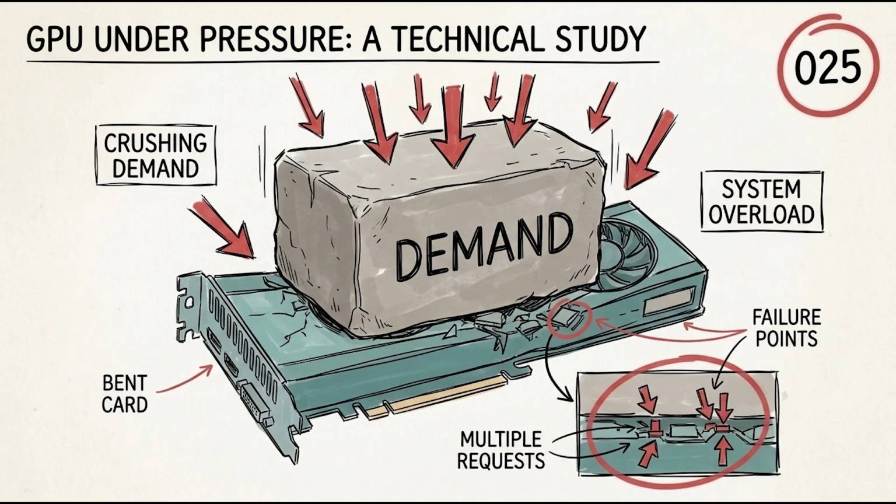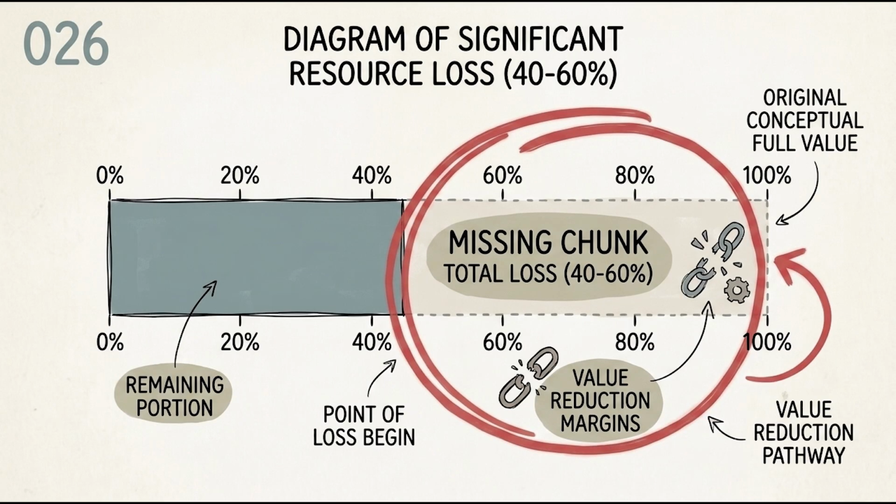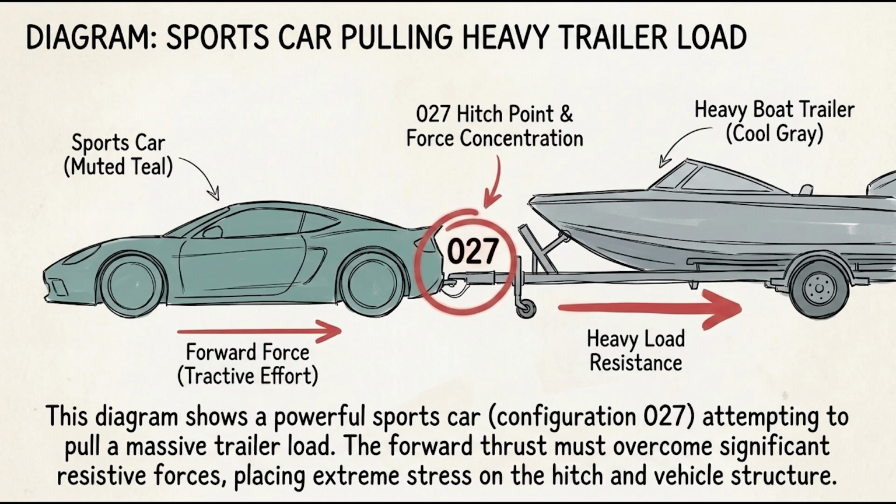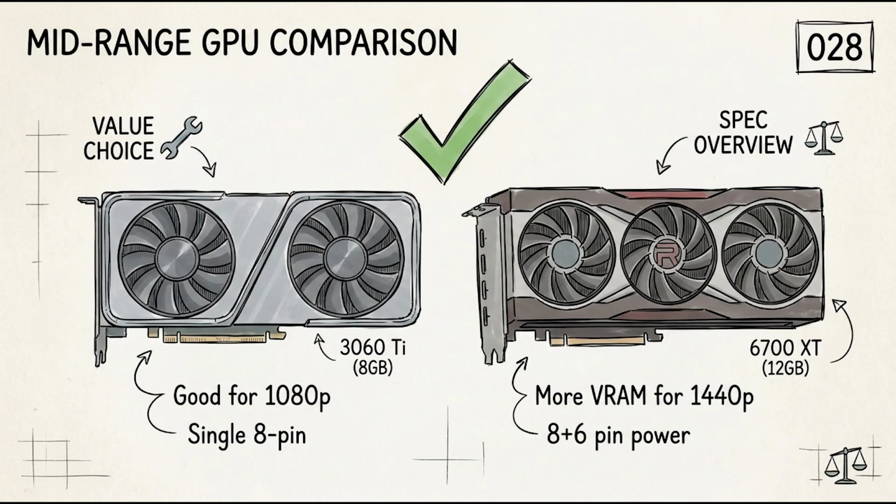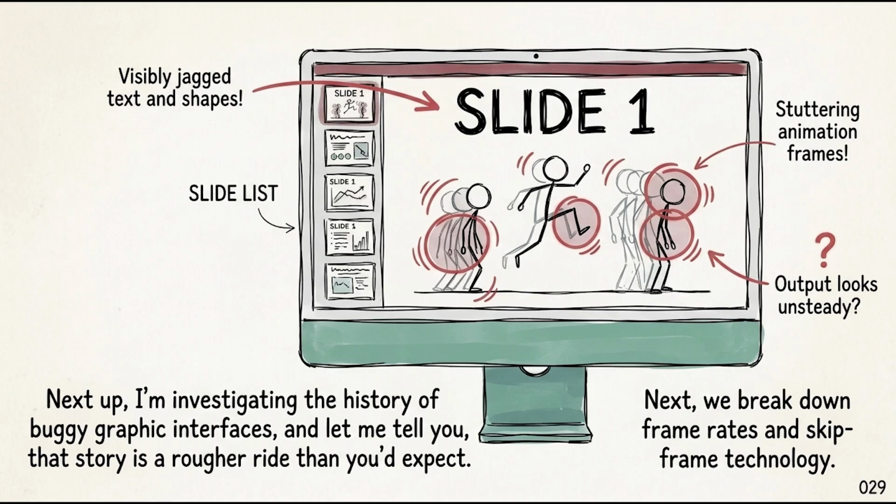Ray tracing is outrageously demanding on your GPU. Turning it on can slash your frame rate by 40 to 60%. It's like strapping a boat trailer to a sports car. Still technically fast, but you feel every single pound. For gaming right now, you want at least an RTX 3060 Ti or RX 6700 XT level card to even consider it. Anything weaker and you're running a PowerPoint presentation with extra steps.